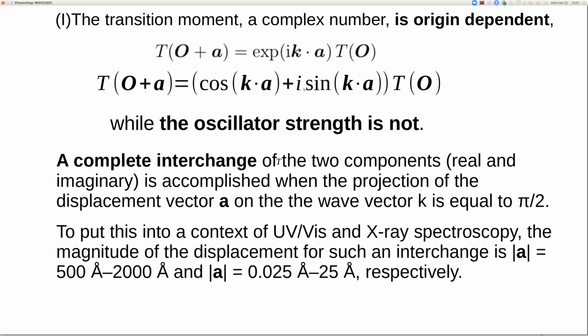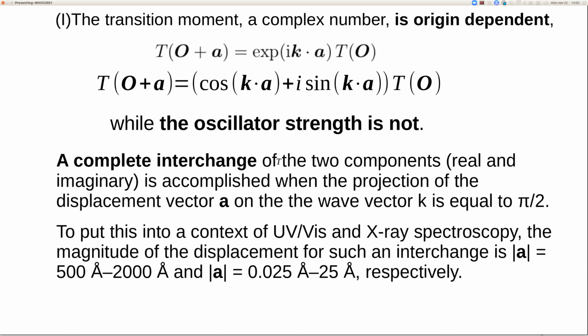as A increases, this prefactor can potentially shift the real component of the transition moment into the imaginary and vice versa. And an important thing here is to understand how fast this happens. And I'm writing here that if the displacement vector projected on the k vector is equal to pi half or a multiple of that, we have made a complete change of the real and imaginary component.